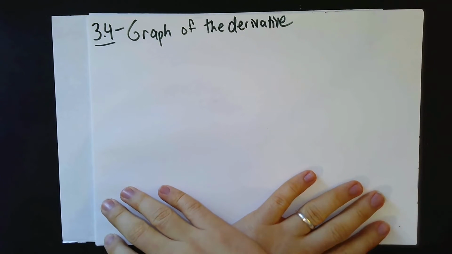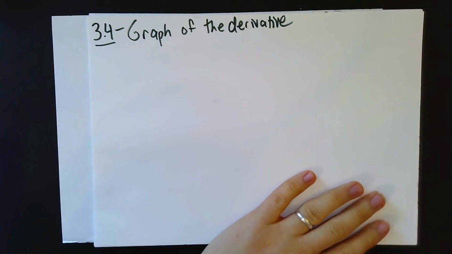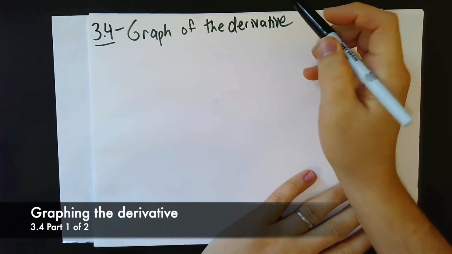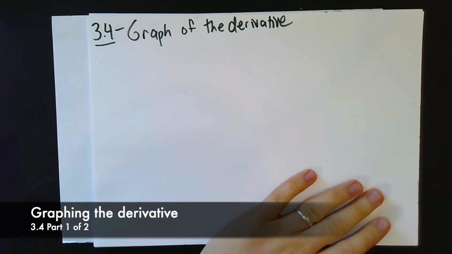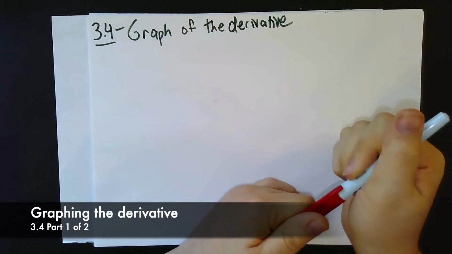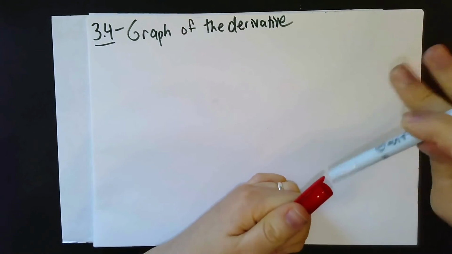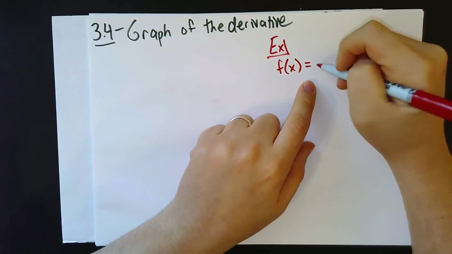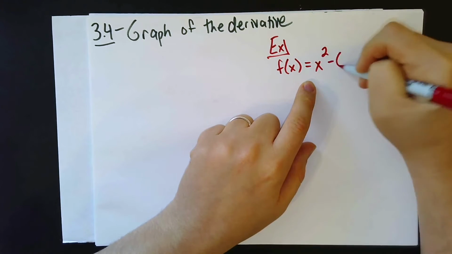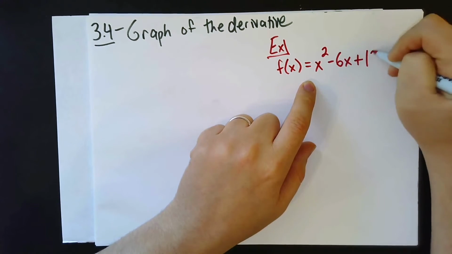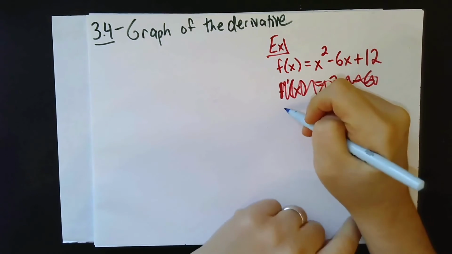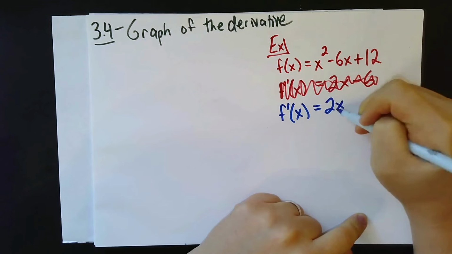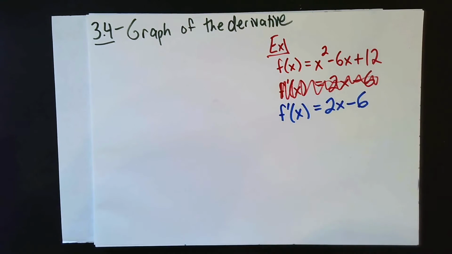Welcome back, class. In the last section of Test 4, we're going to talk about graphs of the derivative. I'm going to start with an example of something that we've done before. Namely, in the first video of section 3.3, we showed that if you started with the function x squared minus 6x plus 12 and calculated its derivative, you would get 2x minus 6.